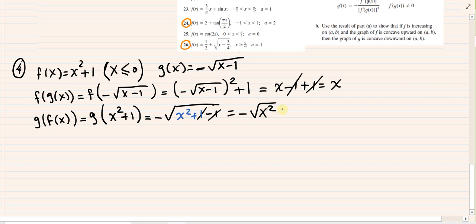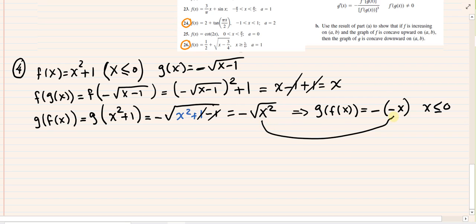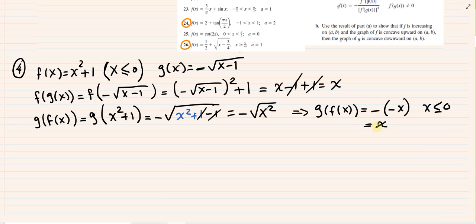Now you've got to be careful here. Notice the domain of the function, right? The domain of the inside function is negative. Okay, and from this we get g of f of x is equal to negative of negative x. That's since x is less than or equal to 0. Again, the square root of x squared becomes negative of x, provided x is negative. And the double negative makes it positive, and there you have it. So we just showed the composition in both ways. f of g and g of f are both x. And that is the answer to number 4.